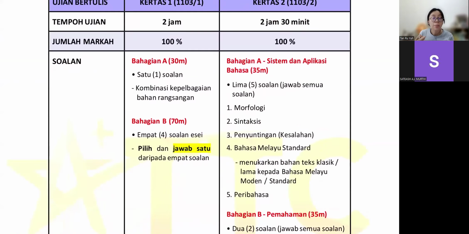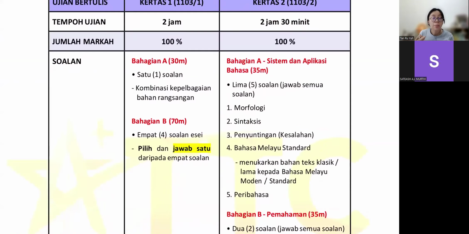Bahasa Melayu standard is where you need to change the text from classic words to normal words. Peribahasa, you need to find out the peribahasa. Maybe the question asks you to find a synonym, and maybe some ask you to give the meaning. Okay, Bahagian B, Pertikan Umum and Pertikan Sastera.